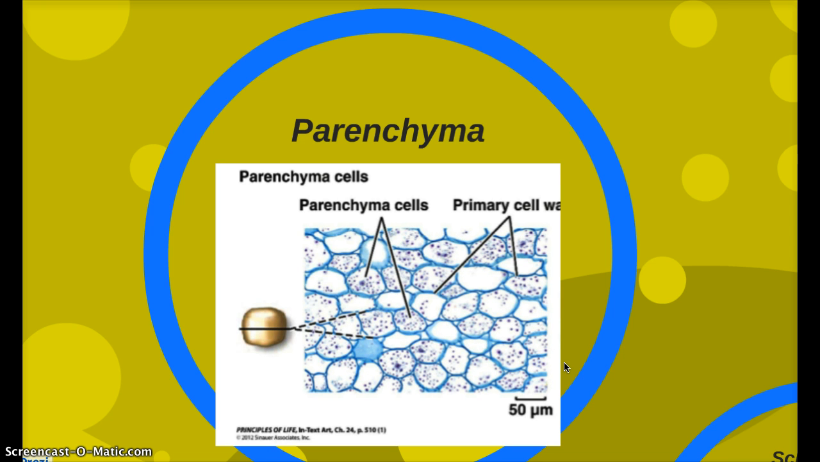And the parenchyma cells basically aid in the process of photosynthesis, and they store many proteins and starches. And the way that I remember parenchyma cells is that they make up the primary cell walls. So parenchyma, primary cell wall.